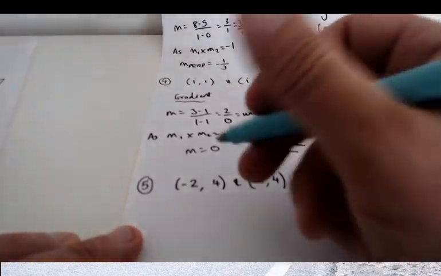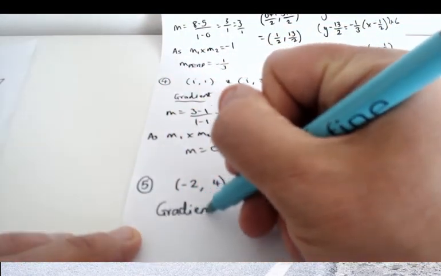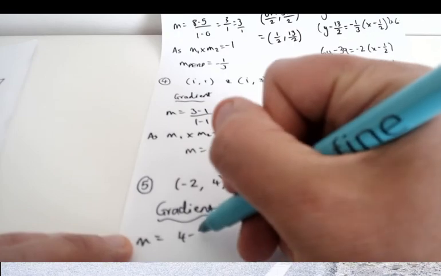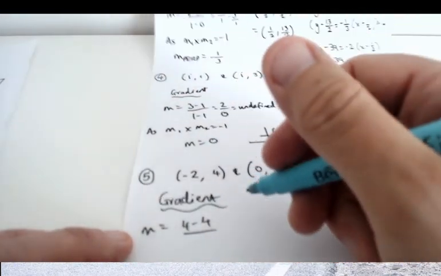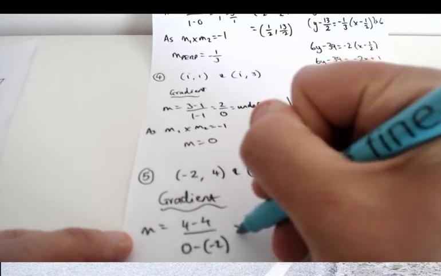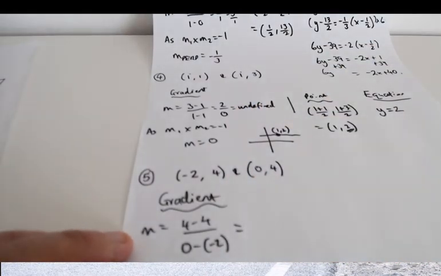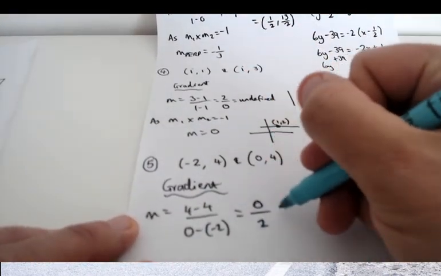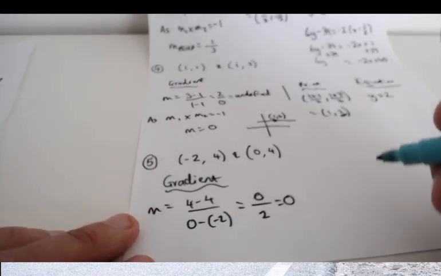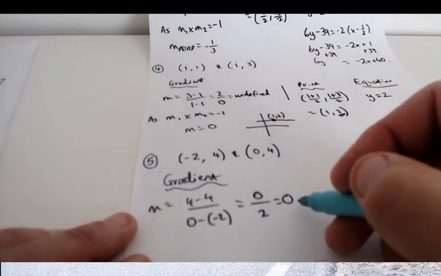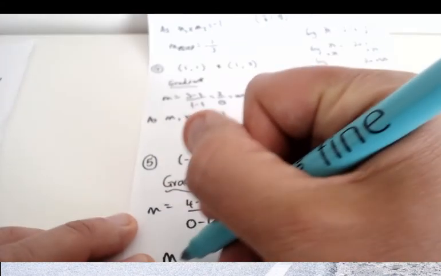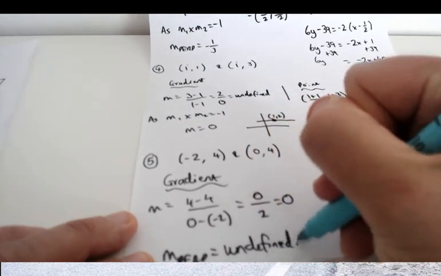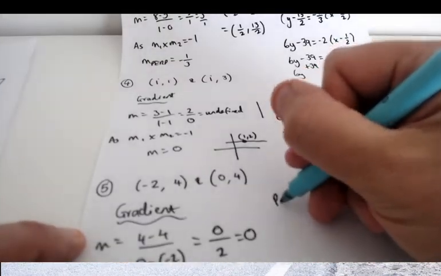Question 5. I need my gradient, which will give me 4 take away 4 over 0 take away minus 2. That's going to give me 4 take away 4 is 0, 0 take away minus 2 is 2, 0 over 2 is 0. Again, I've given you a special case. This time I have given you something which is horizontal, so the perpendicular gradient would be something which is vertical, which should be an undefined gradient.